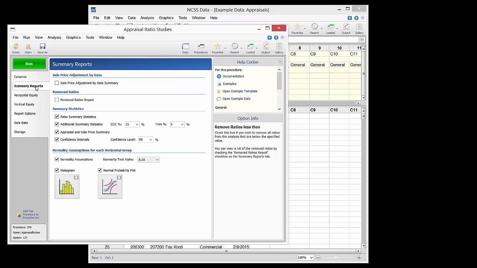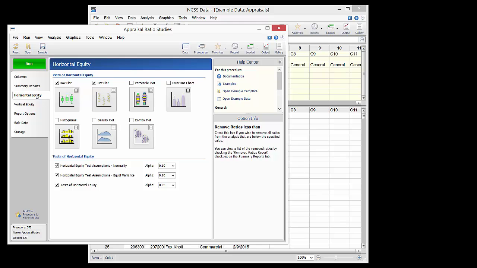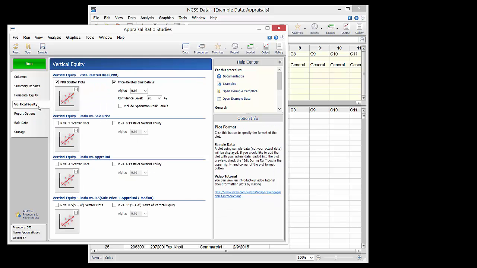On the Summary Reports tab, we will check the boxes for Summary Statistics Reports and for Normality Assumptions. On the Horizontal Equity tab, we will check the boxes for a couple of plots, as well as for the horizontal equity tests. On the Vertical Equity tab, we will check the Price-Related Bias Scatterplot checkbox, as well as the box for the Price-Related Bias details.